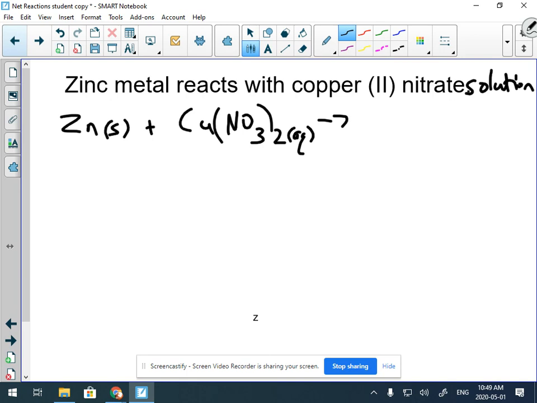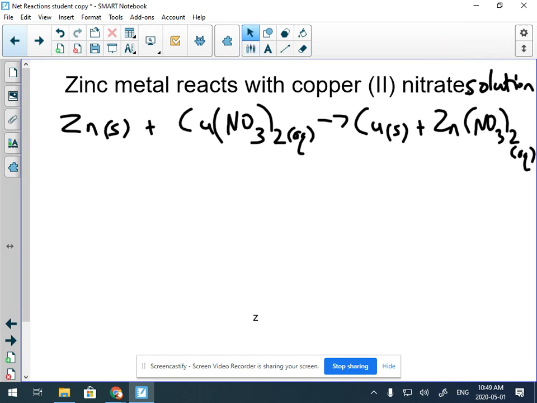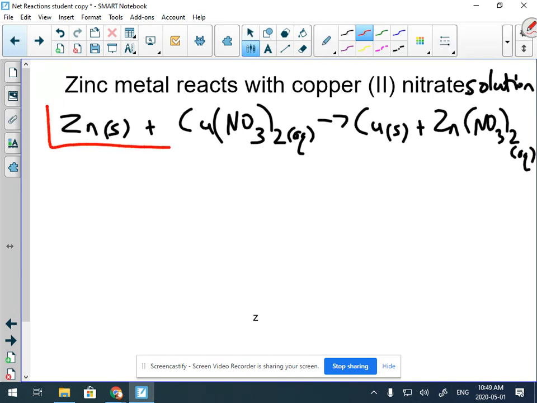So we wind up with copper by itself. Zinc is 2 plus. And zinc with nitrate is aqueous because all aqueous compounds, if possible, are going to be aqueous. Okay. Do we need to balance this? The answer is no. It's already balanced the way that it is. This, right now, is the non-ionic reaction.